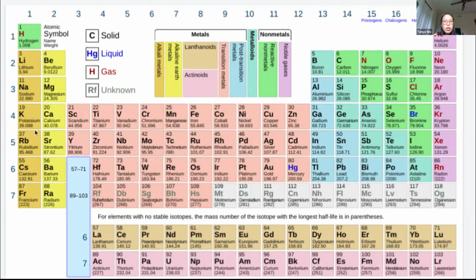So in column 1, it has 1 valence electron. Column 2, it has 2 valence electrons. And then we skip this red section because that's the d orbital, and that's a little bit more complicated. But the 13th column has 3 electrons in it, sorry. And 1 shell can hold 8 electrons.